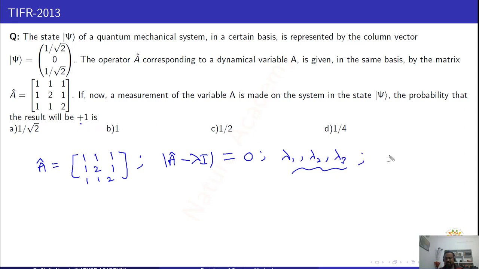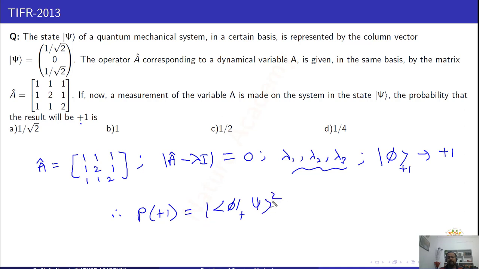Then you write the eigenvector. Let me call this eigenvector psi corresponding to plus 1. So what is this eigenvector? If you know the eigenvector, then simply you can calculate the probability of getting the plus eigenvalue, which is the inner product of the eigenvector and psi, whole square, divided by psi comma psi, the inner product of psi with psi. So when you substitute all these values, you should get the answer 1 by 4.